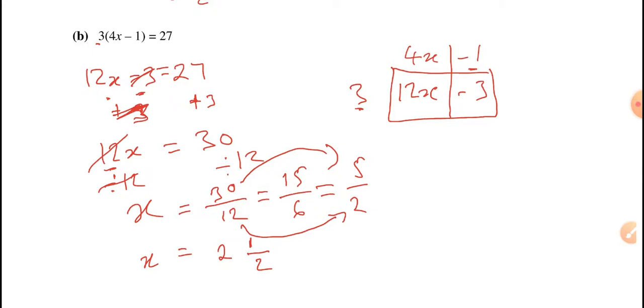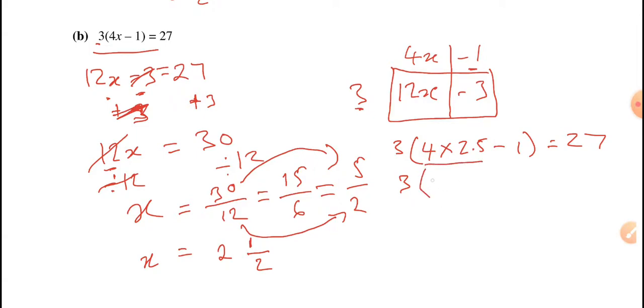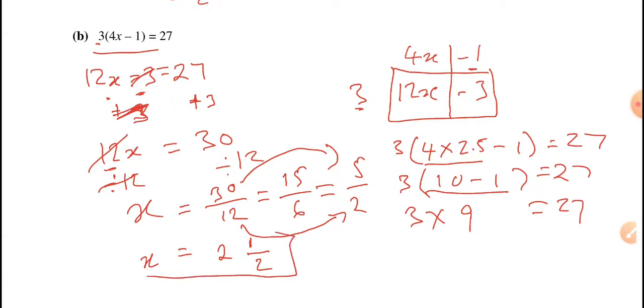So if we now go back and substitute the value of x in, we can check if our answer was right. So instead of 3 brackets 4 times x, we're going to write 4 times 2.5, take away 1 is equal to 27. So 3 times, well, we know 4 times 2.5 is 10, take away 1 should be equal to 27. So 3 times, what's 10 take away 1? It's 9, which is equal to 27, and that's true. So therefore our answer that x is equal to 2.5 is correct.